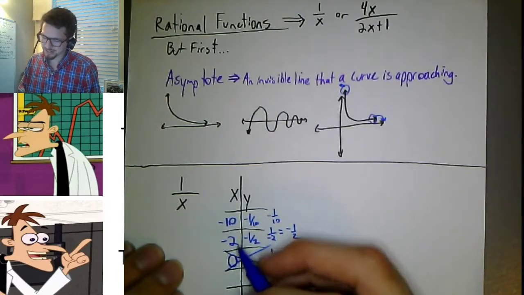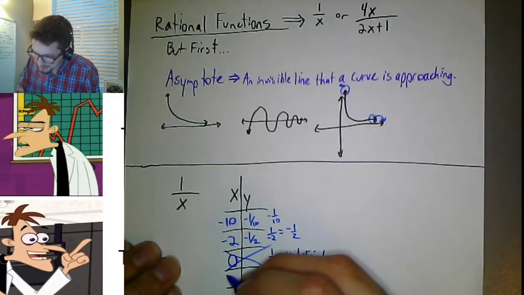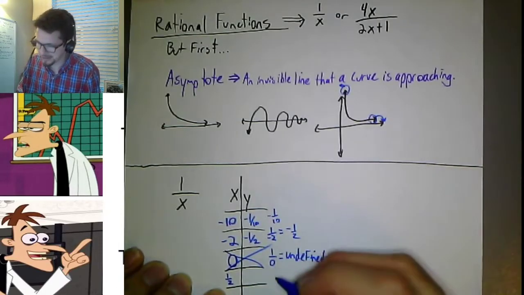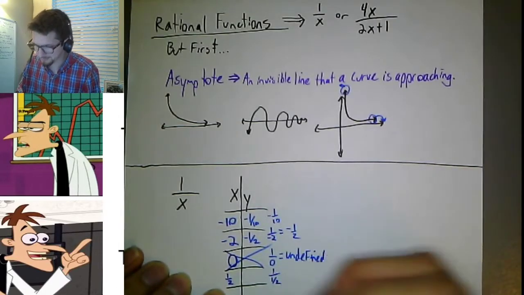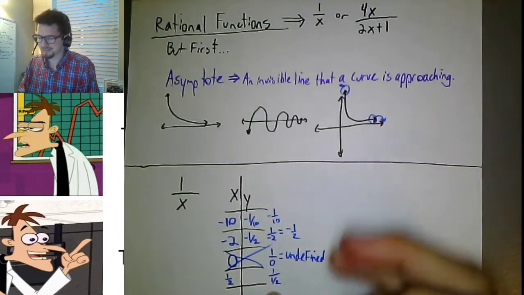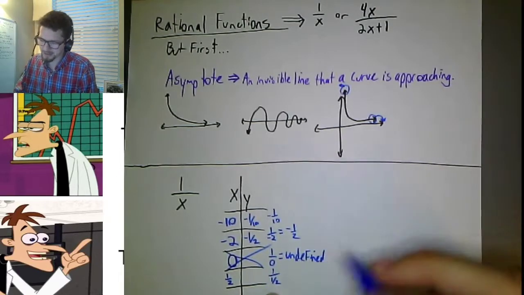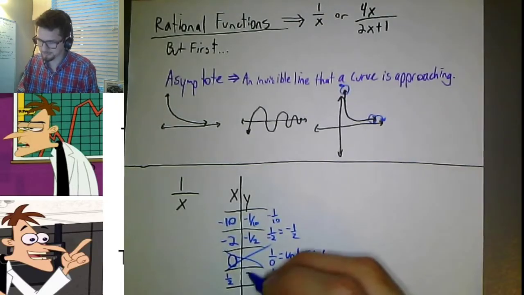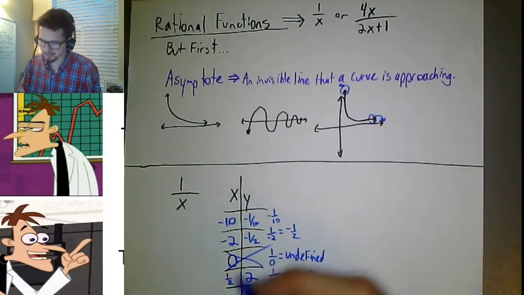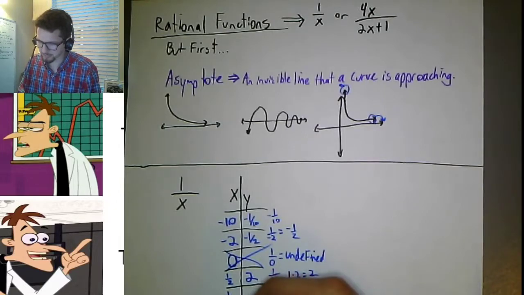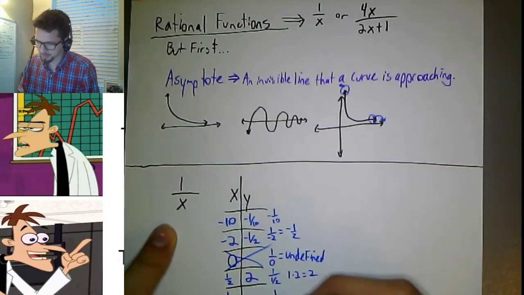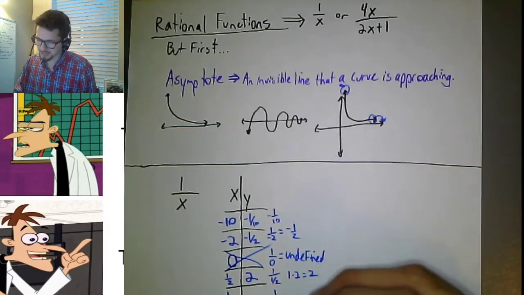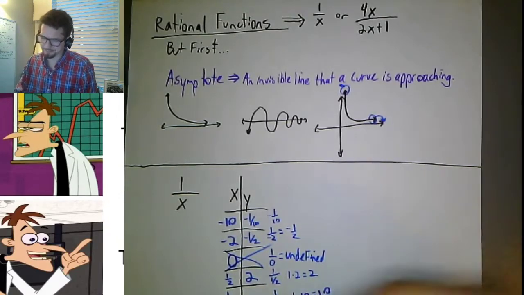Well, let's try something else. Let's say I plugged in a half. What happens if I plug in 1/2? 1 over 1/2. Well, to solve this, you have to flip the 1/2, so you end up having 1 times 2, and that gives me 2. Okay, what if I do 1 over 10? What if I plug in 1/10 for my x? 1 divided by 1/10? Well, I flip the 1/10, so I end up with 1 times 10, that gives me 10.